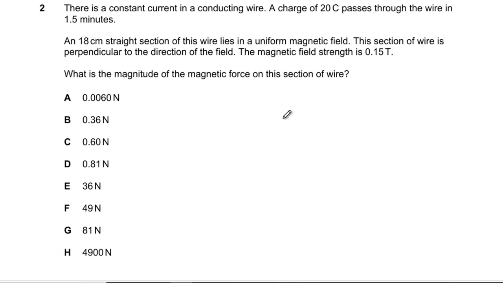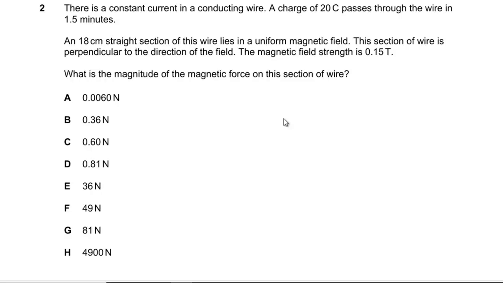Question 2. Constant current in a conducting wire, charge of 20 coulombs passes through the wire in 1.5 minutes. We've got a bit of straight wire and a uniform magnetic field. Okay. Perpendicular, there's the field strength. What's the magnitude of the force?